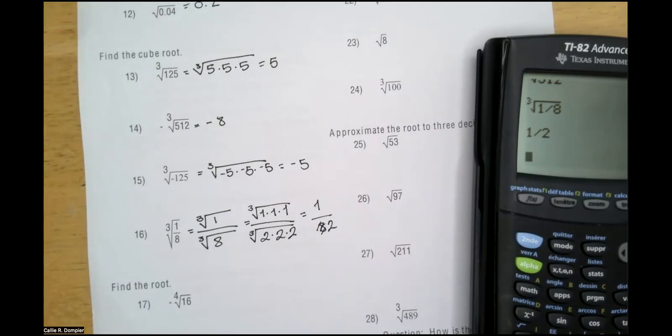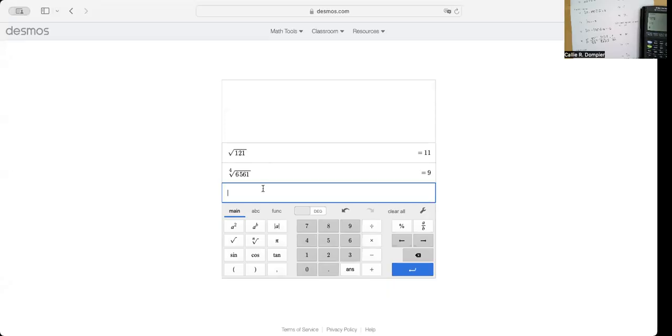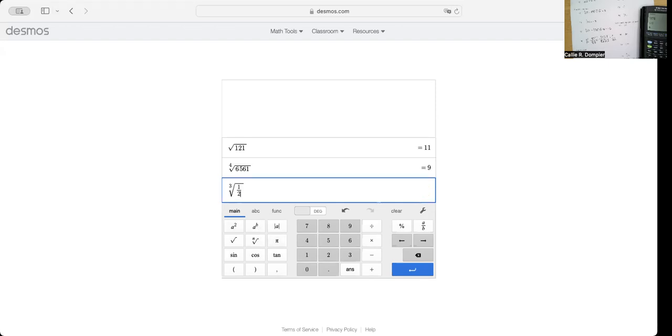Let's see what that would look like in Desmos. So we have the cubed root of 1/8. If you want it to be a fraction, press that button. If you want it to be decimal, press it again. Do you want it in fraction form or converted to decimal form? Yep.